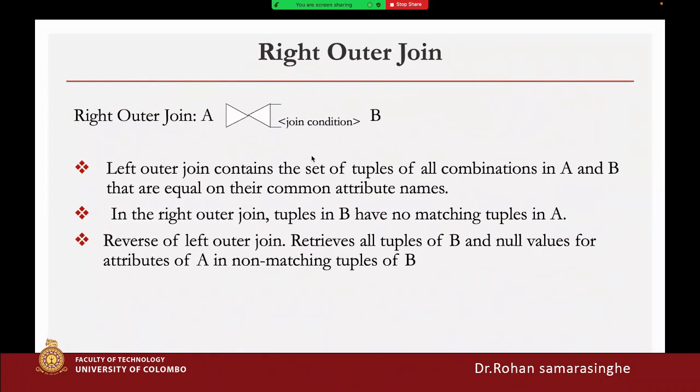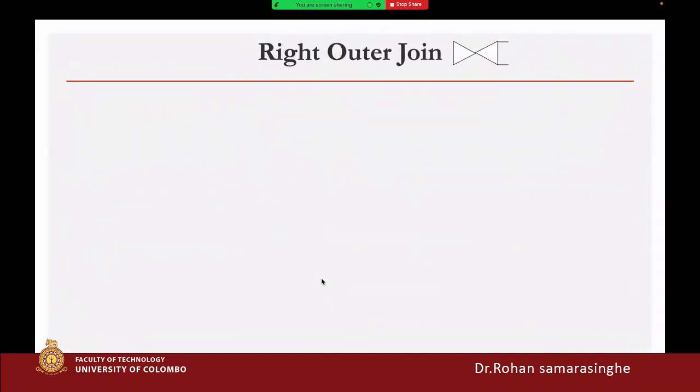Right outer join, like left outer join, contains the set of tuples, all the combinations in A and B that are equal on the common attribute names, and tuples in B that have no matching tuples in A. Also, you can find it is the reverse of the left outer join: it retrieves all tuples of B and null values for the attributes of A for non-matching tuples in B. This is the simple example.